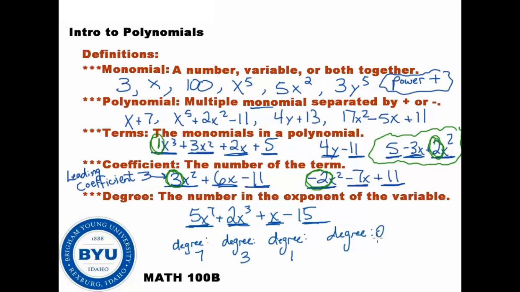Again, just like we do with coefficients, we have a leading coefficient, and we have what's called a leading degree. The leading degree, in other words the degree of the entire polynomial, will always be the one that comes first when it's written in order from highest to lowest exponents. So the leading degree for this polynomial is 7, because that's the highest degree that exists.